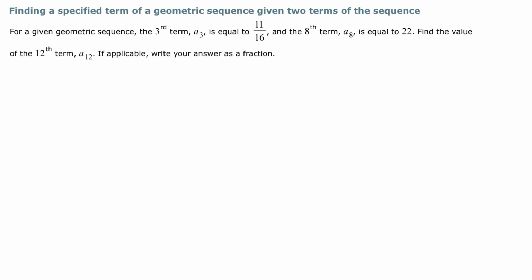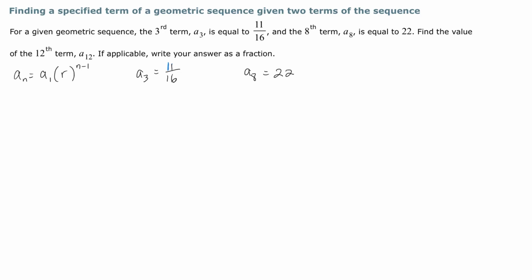The first thing you want to do is write the formula for a geometric sequence. That is, a sub n is equal to the first term times the base, or the common ratio, r, raised to the n minus 1 power. We don't have the common ratio. We don't even have the first term. We do have a sub 3, the third term, which is equal to 11/16. A sub 8 is equal to 22. So why don't we use these input and output values to figure things out?